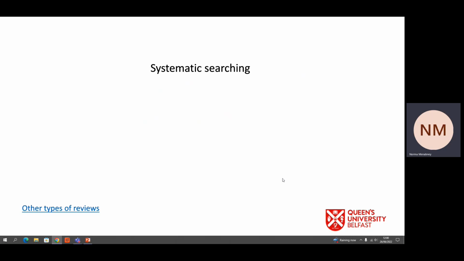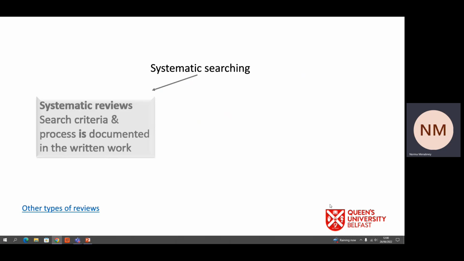Now, when we're searching systematically in the context of systematic reviews, the search criteria and the process are documented in the written work. This means that everything that you carry out in the searching process, from the search terms to the inclusion and exclusion criteria, the date range, etc., all of it is explained in the written work. You would also note the databases so that anyone coming along that reads it will know exactly which resources you have used.